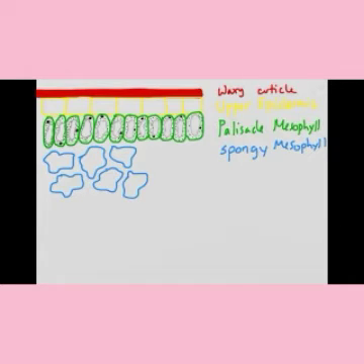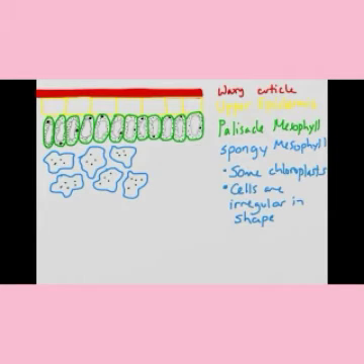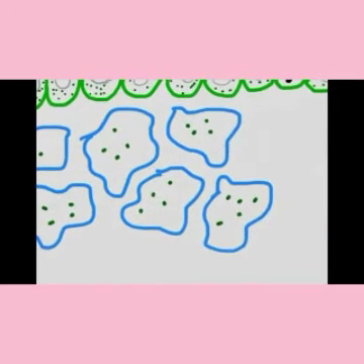The fourth layer from the top, underneath the palisade mesophyll, is called the spongy mesophyll. Now, before you start drawing, please leave this space in the box blank for a minute. The cells of the spongy mesophyll are a little bit more irregular in shape, but if we look a little bit more closely, we can see that they actually do contain some chloroplasts. This means that they can do some photosynthesis, but not as much as the palisade mesophyll.